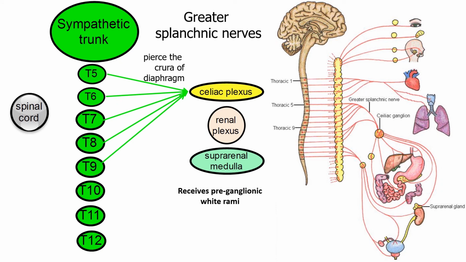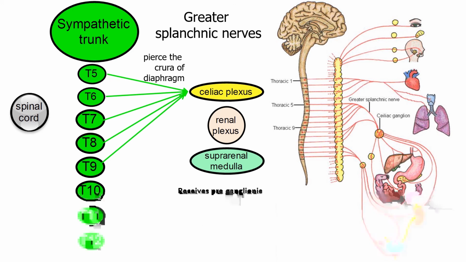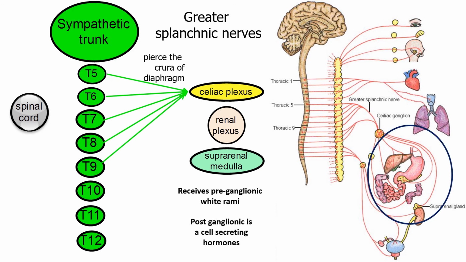They receive pre-ganglionic white rami, of course, because they are splanchnic nerves. And the post-ganglionic is a cell secreting hormone. This is what happens in suprarenal medulla. It receives pre-ganglionic, and the post-ganglionic is a hormonal cell, secretes adrenaline.